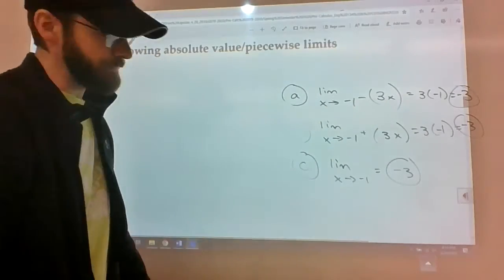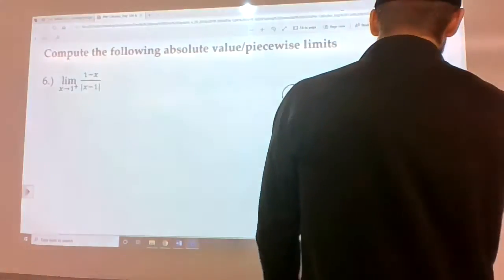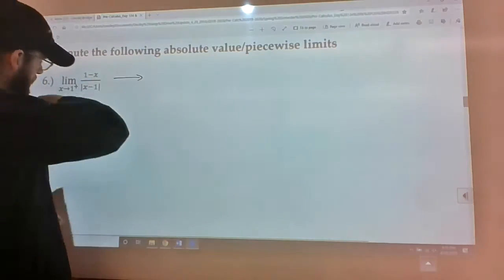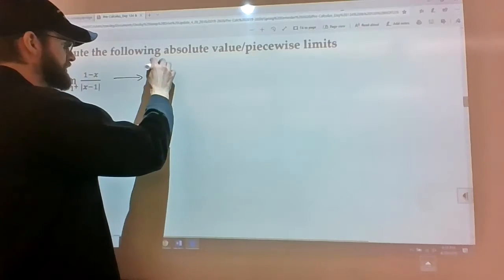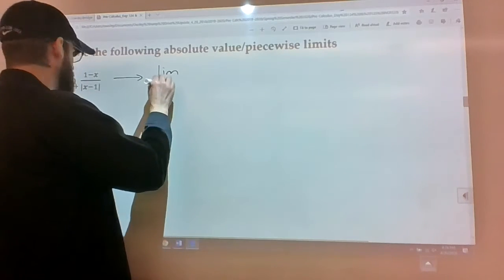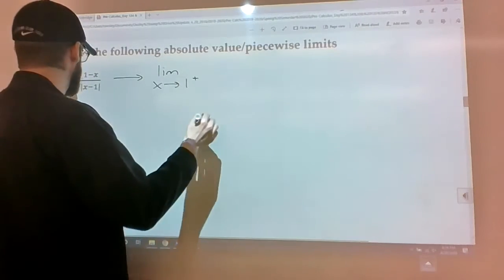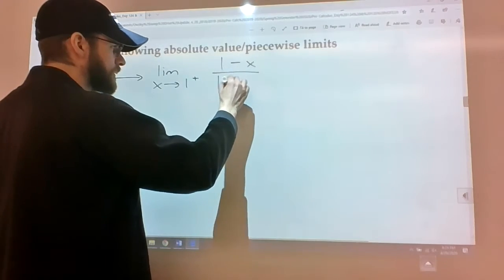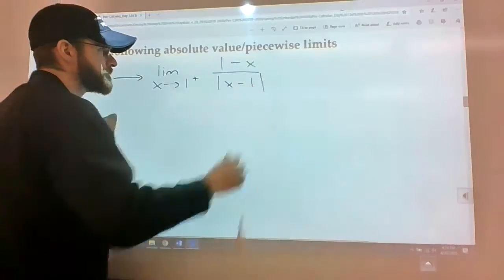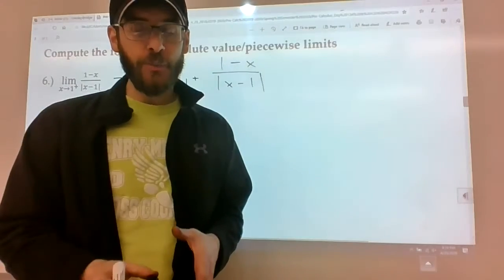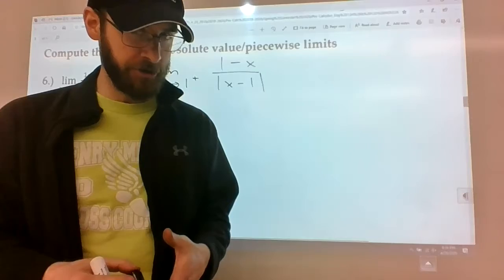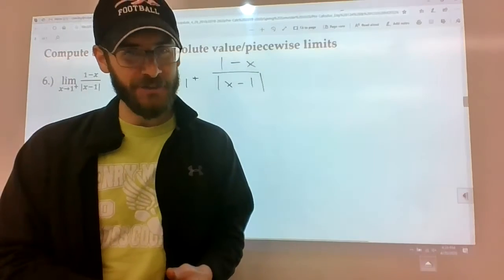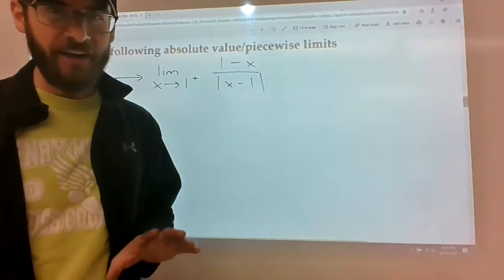All right, last example. What do you do when you have piecewise functions? I'm sorry. What do you do when you have an absolute value function? You turn it into a piecewise function, which I showed you how to do in the graphing sense chapter.